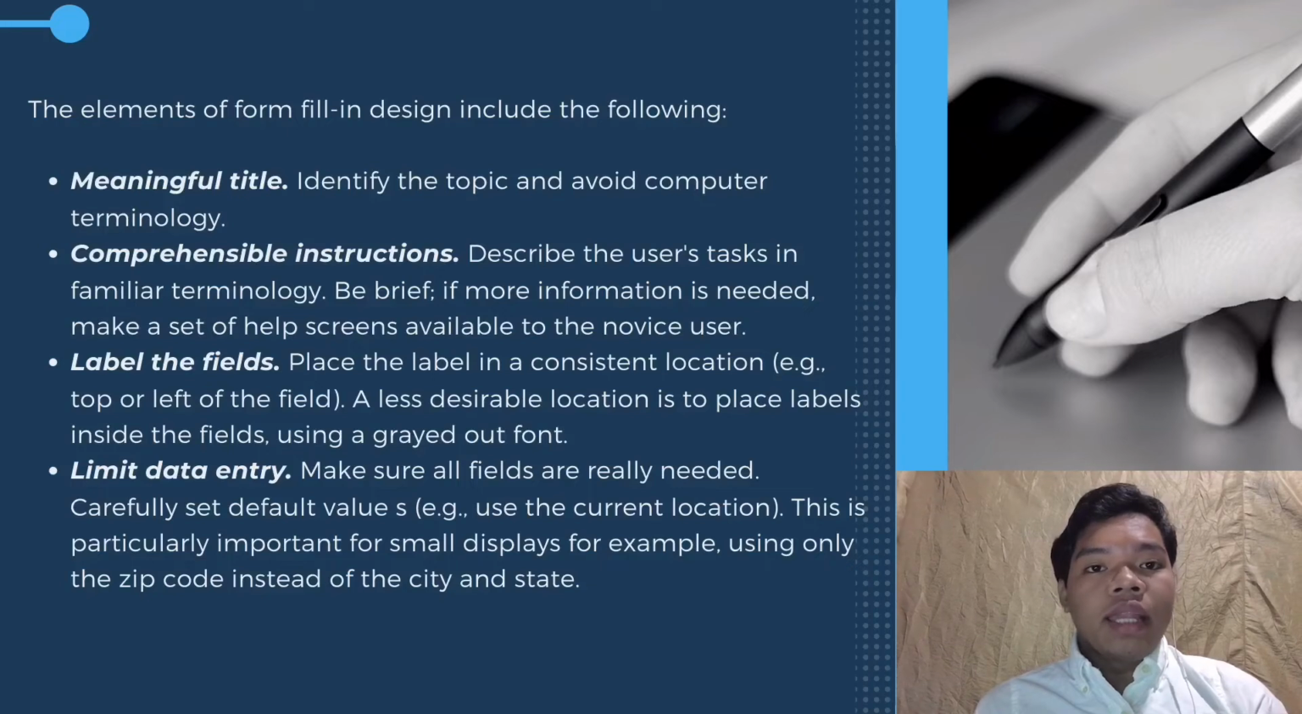Third, label the fields. Place the label in a consistent location. For example, top or left of the field. A less desirable location is to place labels inside the fields using a grayed out font. It saves space, but the labels disappear as soon as users start typing, requiring users to remember what is needed, which often leads to errors.